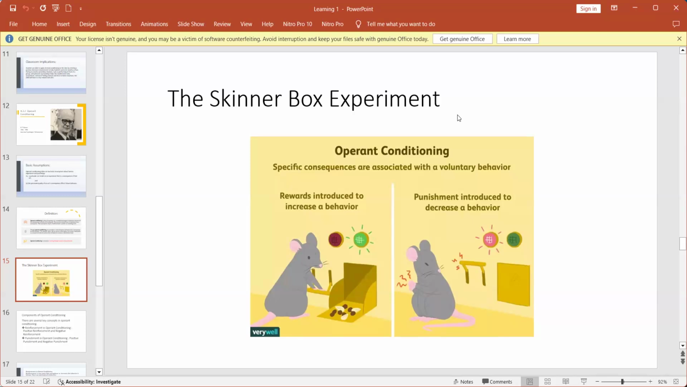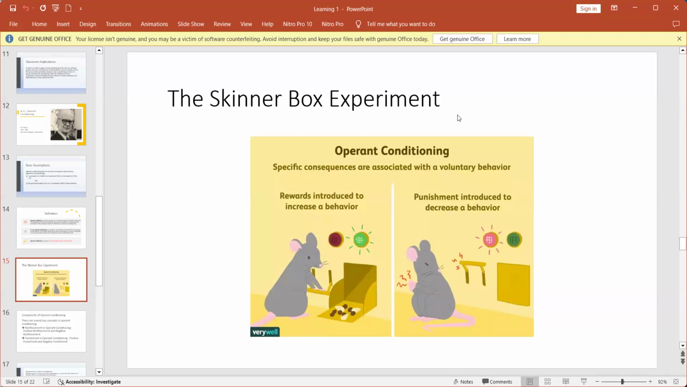So that is actually punishment. When you are punished, it is not done. Okay. So because of the results of this experiment, the operant conditioning theory was formulated.